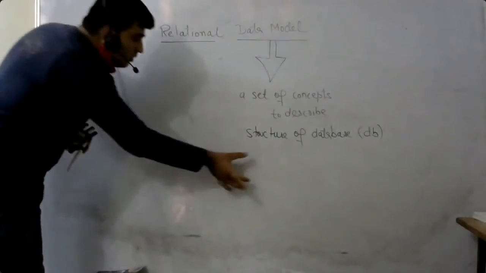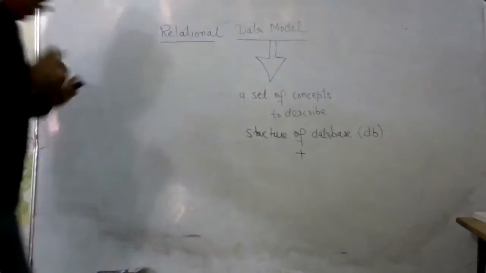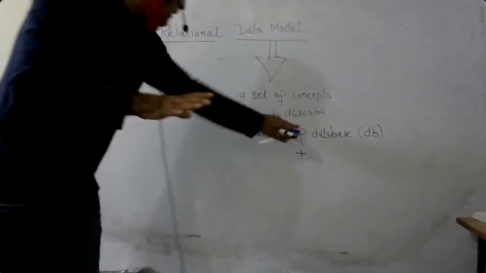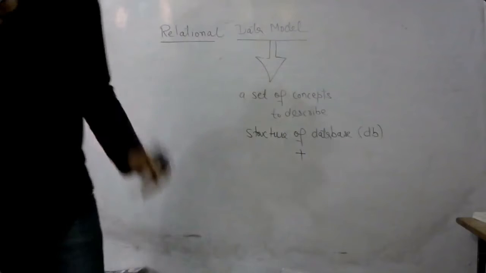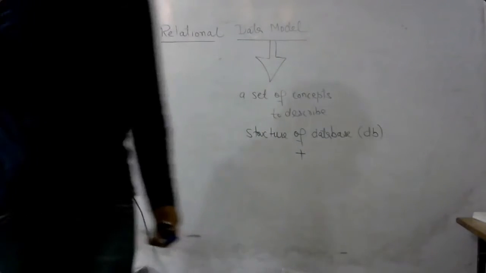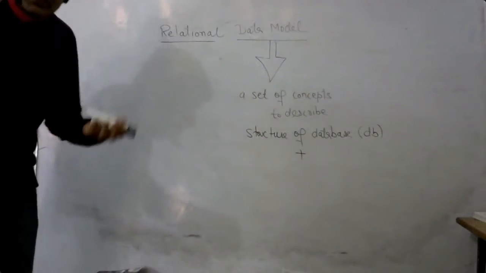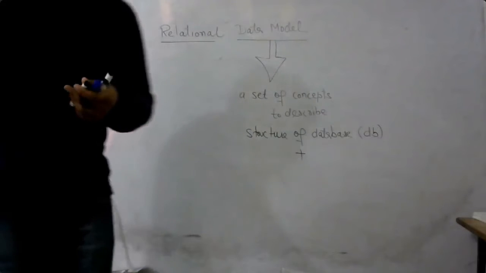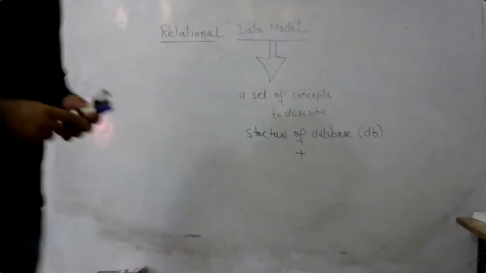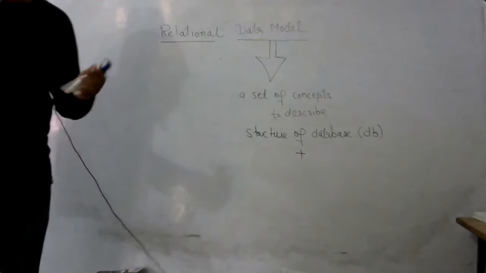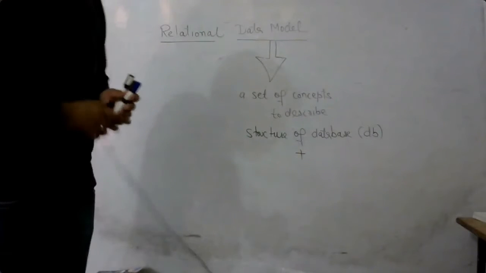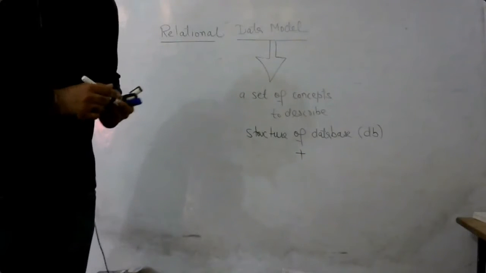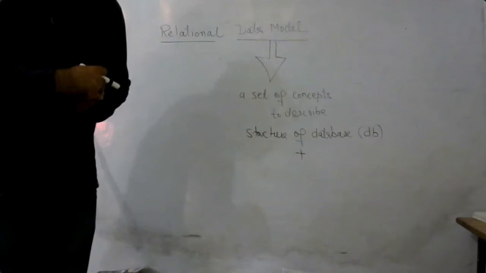I'm going to cover one more point with this term now. Whenever you give a set of concepts to describe the database, you might have some restrictions also, like primary key, foreign key, candidate key. If you don't know these terms, you can understand them as restrictions on your data. Those restrictions are known as the keys or integrity constraints.